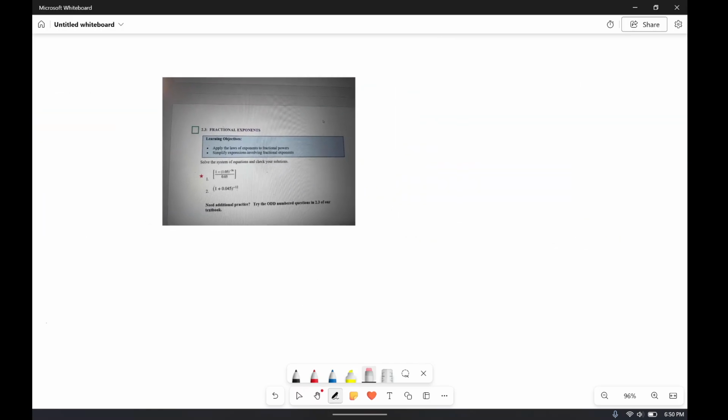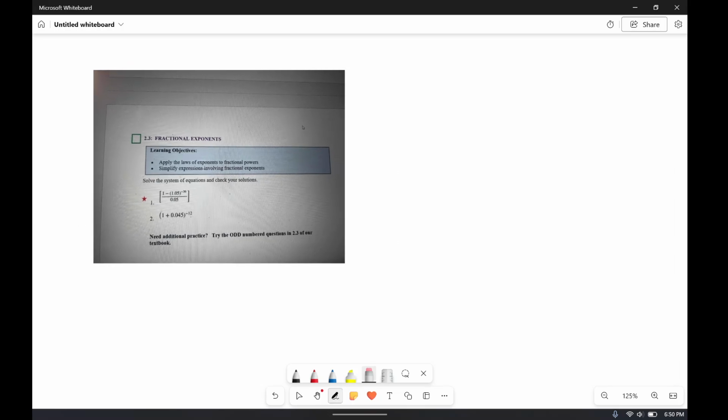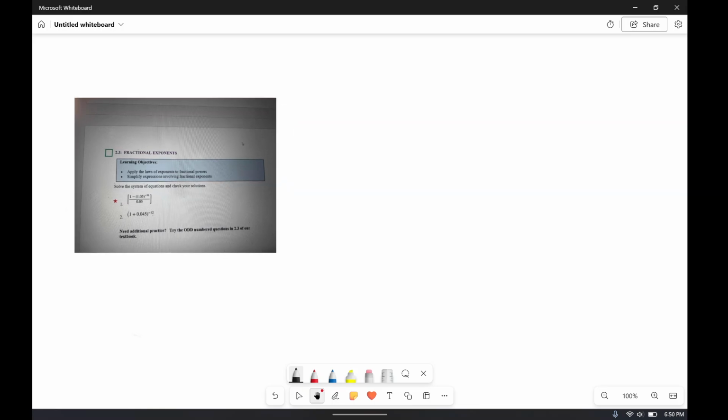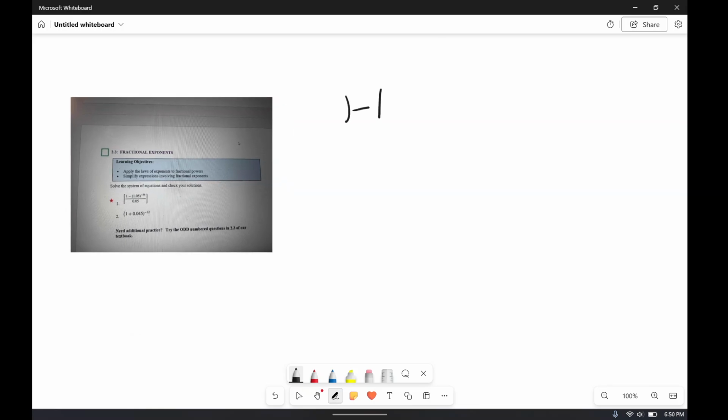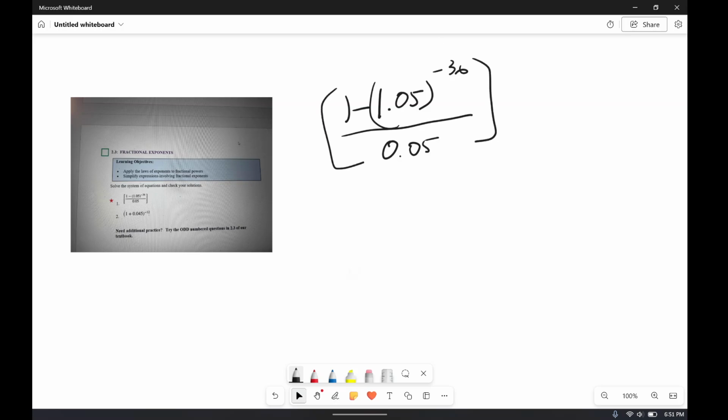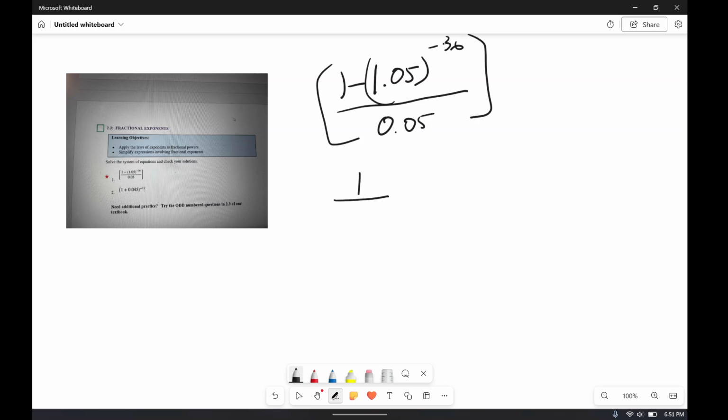so over here, we're simplifying once again. So here we have 1 minus 1.05, and then that's going to be raised to the negative 36th power over 0.05, and now we can just do what we just did. So this will just be the same thing as 1 over 5 over 100 minus, we have a 105 over 100, so 105.